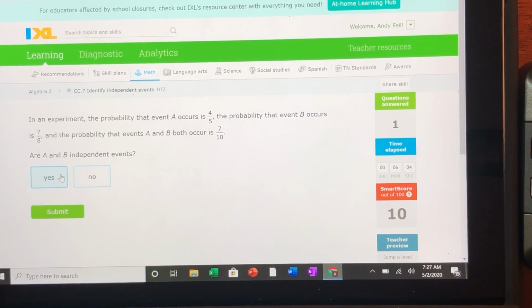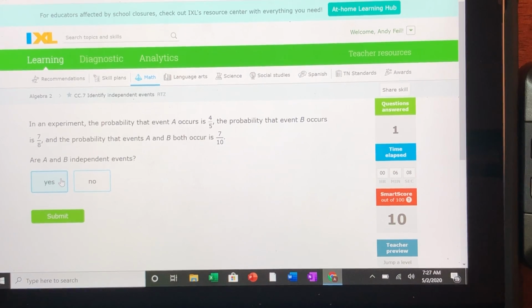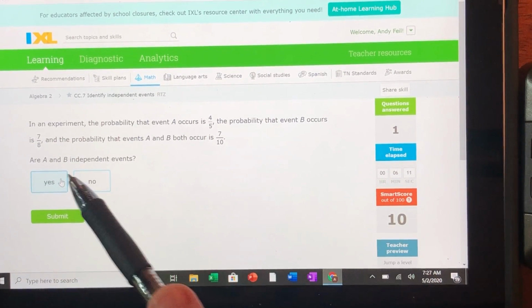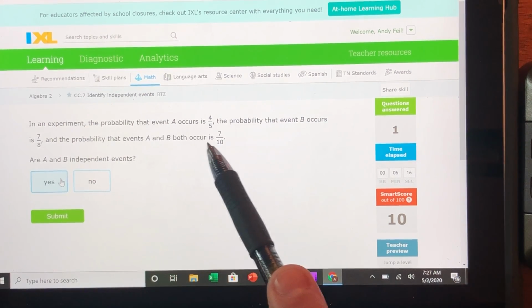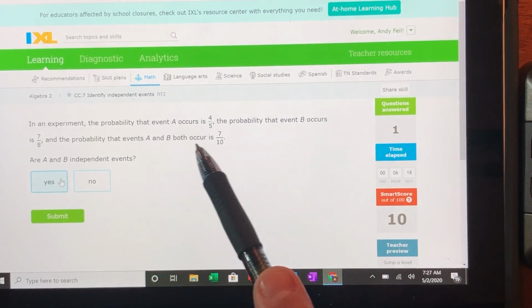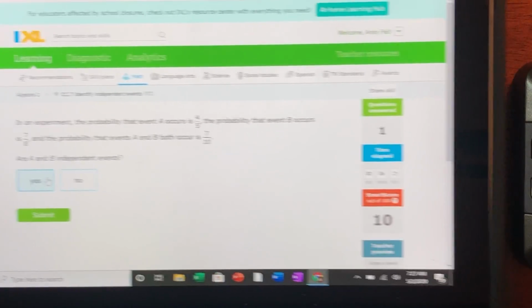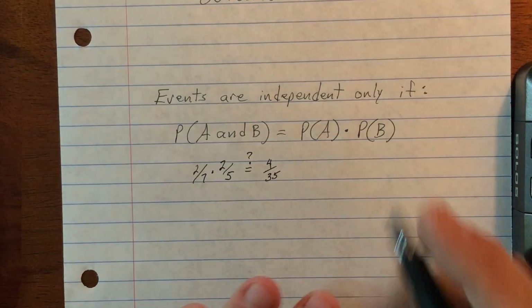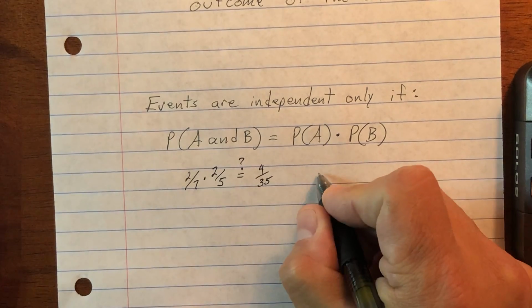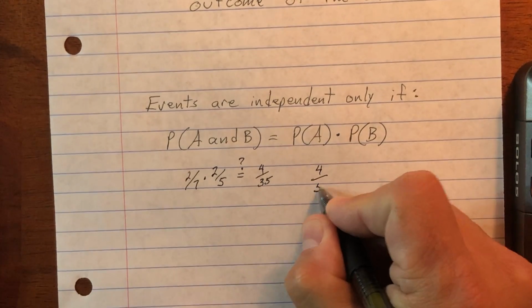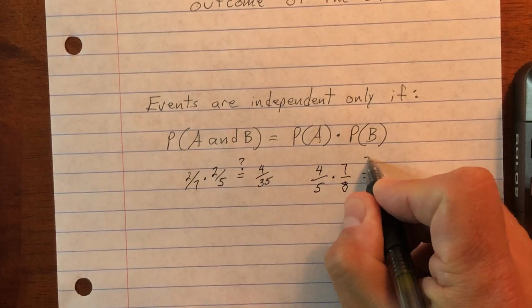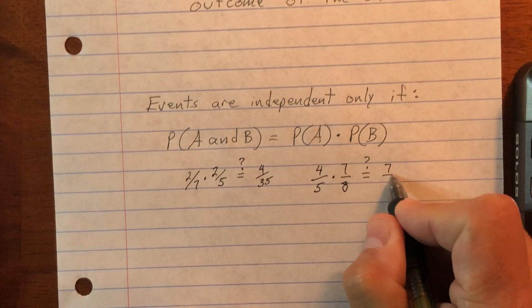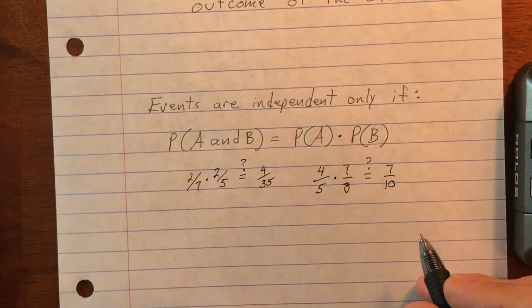Let's try another one. In an experiment, the probability that event A occurs is 4/5. The probability that B occurs is 7/8. And the probability that A and B both occur is 7/10. So again, in this whole section, we're not even calculating any of these probabilities. We'll do that later. All we really want to know is, in this case, is 4/5 times 7/8 equal to 7/10?